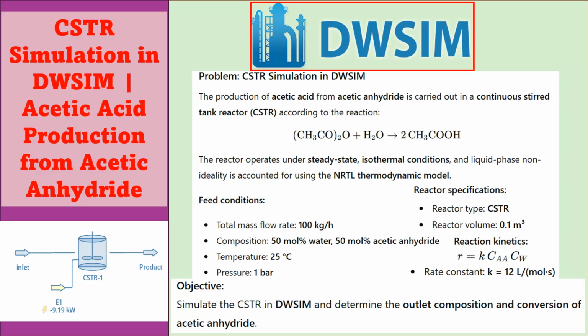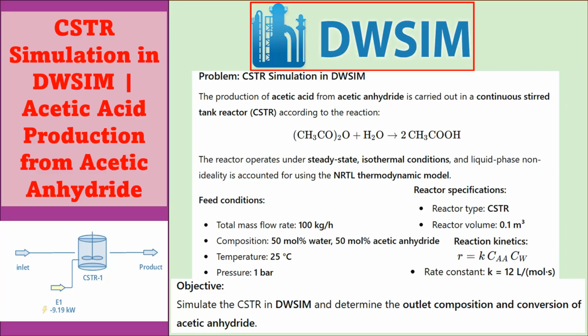In this video, we will simulate a Continuous Stirred Tank Reactor or CSTR in DWSIM for the liquid phase production of acetic acid from acetic anhydride. The reaction involves acetic anhydride reacting with water to form acetic acid, and the reactor operates under steady state isothermal condition. Liquid phase non-ideality is accounted for using the NRTL thermodynamic model.